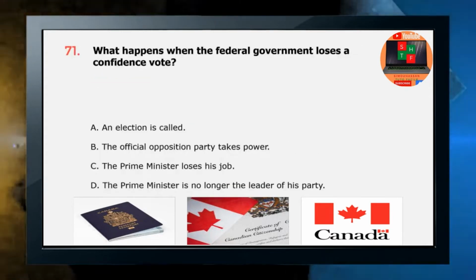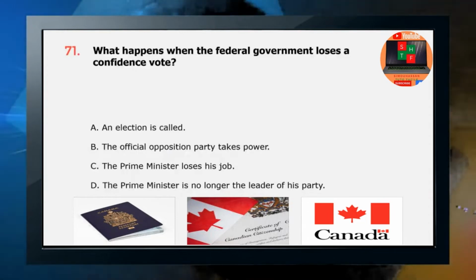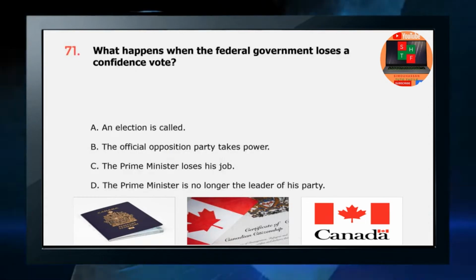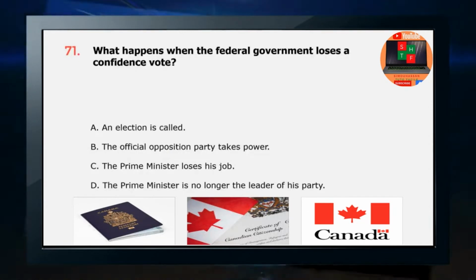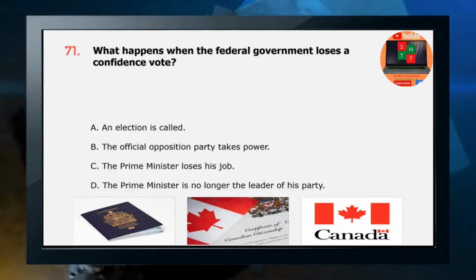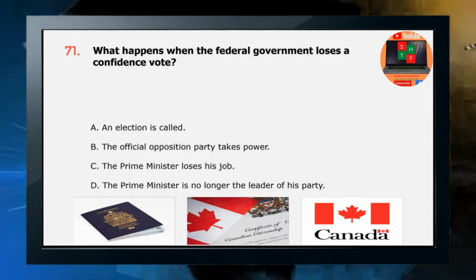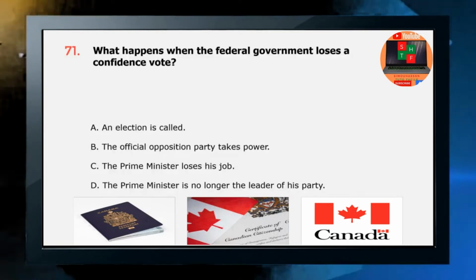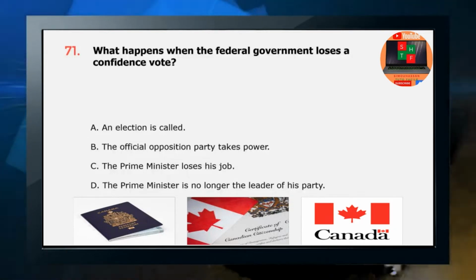Question 71. What happens when the federal government loses a confidence vote? A. Election is called. B. The official opposition party take power. C. The Prime Minister loses his job. D. The Prime Minister is no longer the leader of his party.